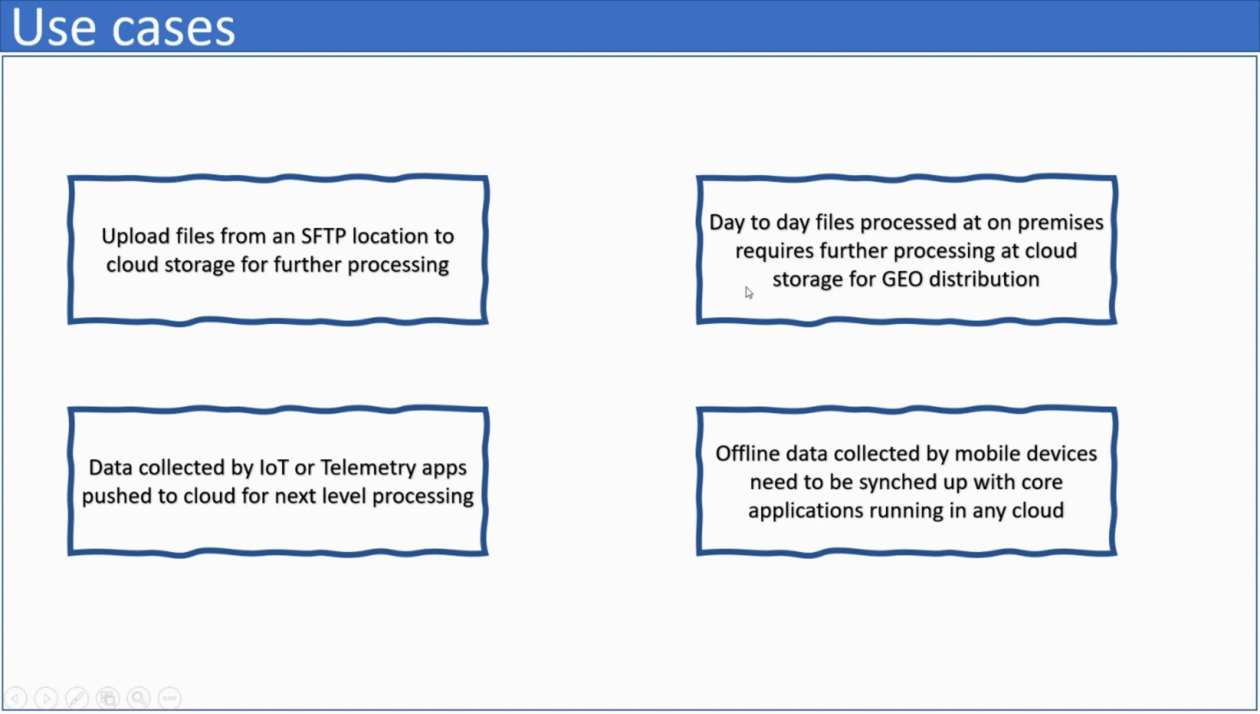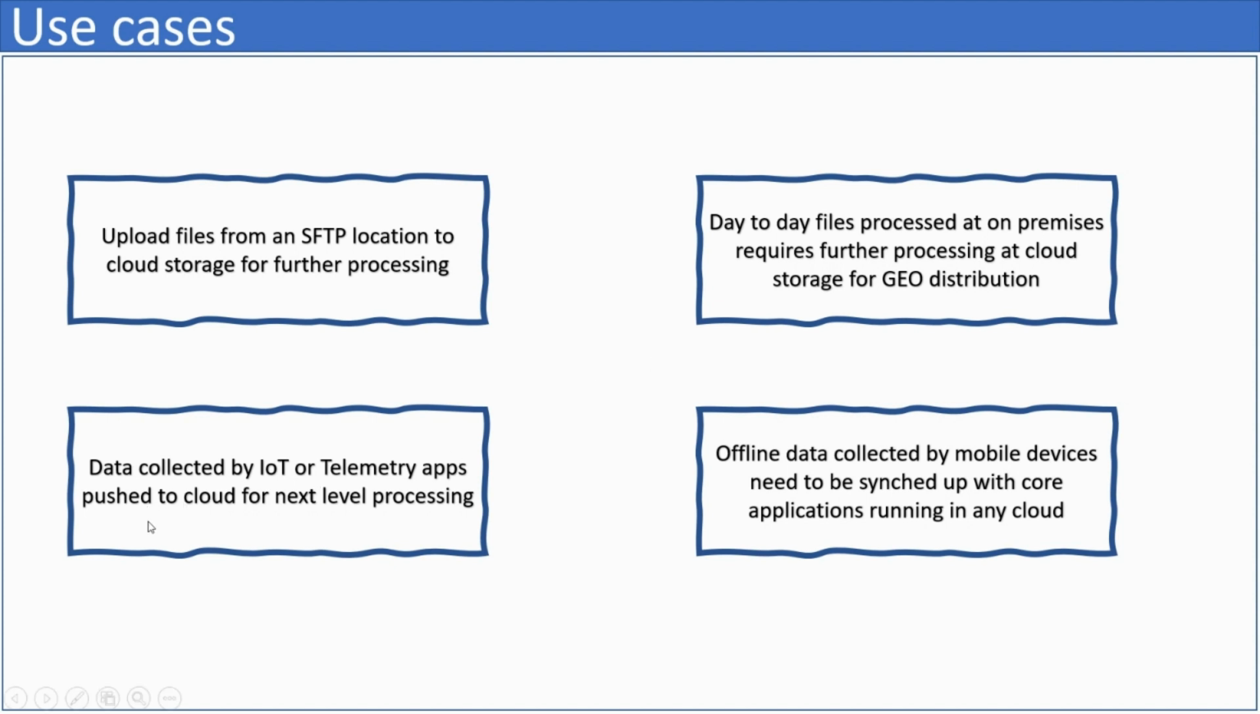Second one, day-to-day files processed on-premises might require further processing at the cloud storage for geo distribution. Say, for example, you have an office in one geolocation and you want to share the information uniformly with the other offices in different geolocations. Instead of sending the file through mail or sharing it through some common shares, you can make use of a cloud storage, thereby other offices across the globe can make use of it whenever they need.